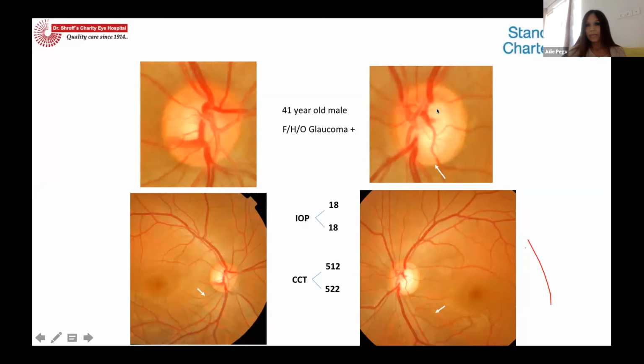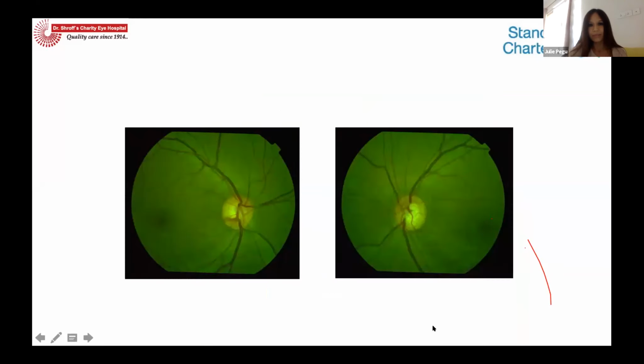On the other hand, obviously the left eye has more cupping than the right eye. It's around 0.7:1, and there's a thinning happening inferiorly. And when you look at the RNFL, you see that superiorly it is okay, but inferiorly you see a wedge defect. So similarly, it is being shown here.